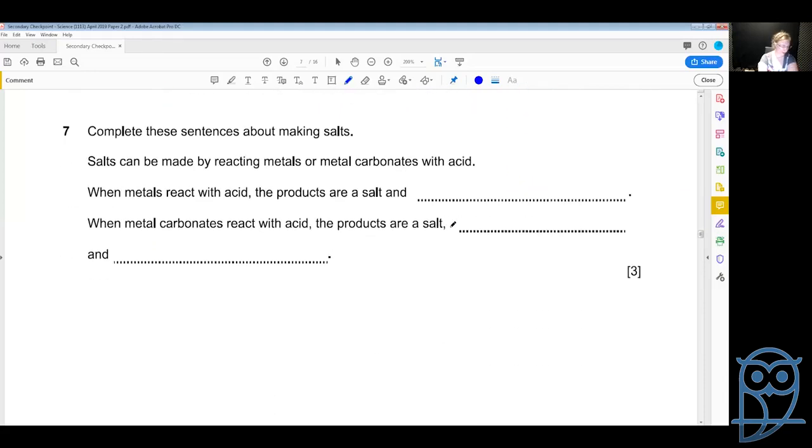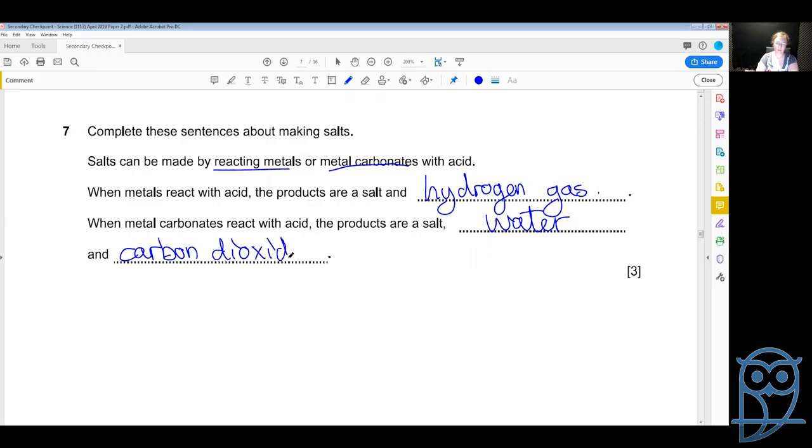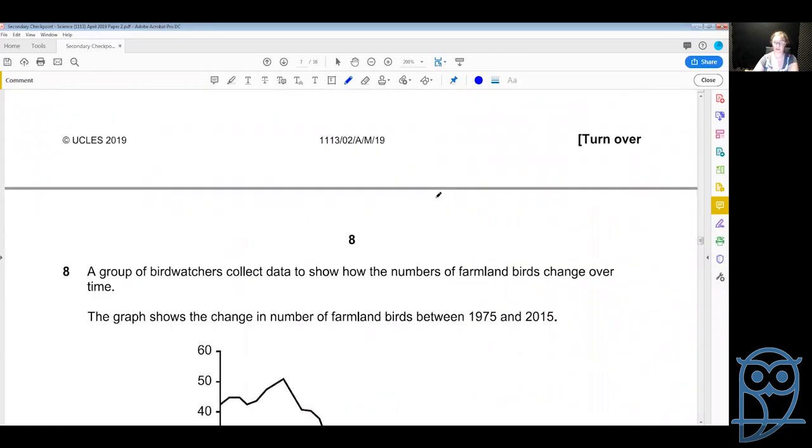Okay, so complete these sentences about making salts. Salts can be made by reacting metals or metal carbonates with an acid. When metals react with an acid, the products are a salt and hydrogen gas. When metal carbonates react with acid, the products are a salt, water, and carbon dioxide. Okay, this I went over in the chemical naming conventions lesson.